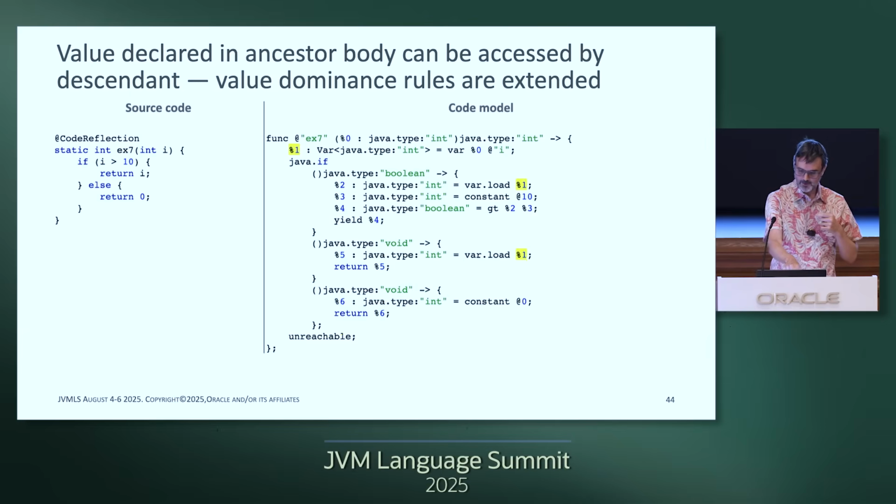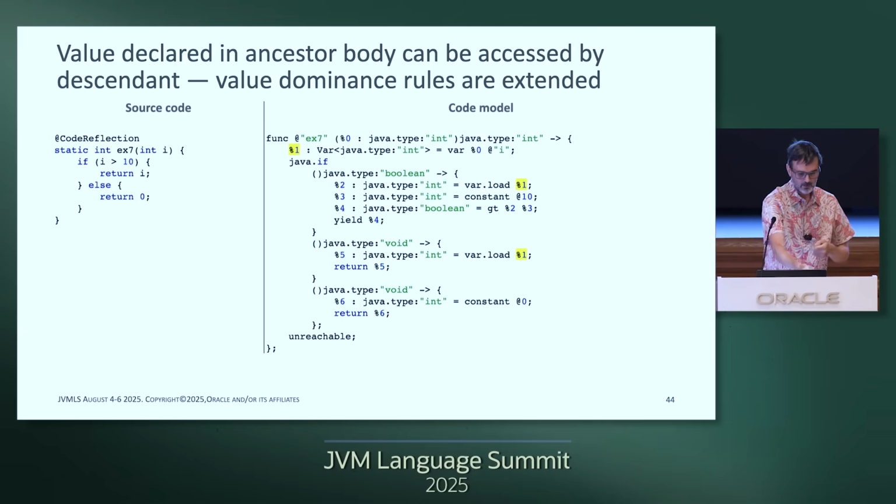All right, also notice that we're testing the value of I here. It's greater than 10. First of all, we have to load the value of I, the variable. And notice the var operation is defining a variable of %1 whose type is var, but it's defined in the ancestor of where it's actually used. And so bodies can use values declared in ancestor bodies.